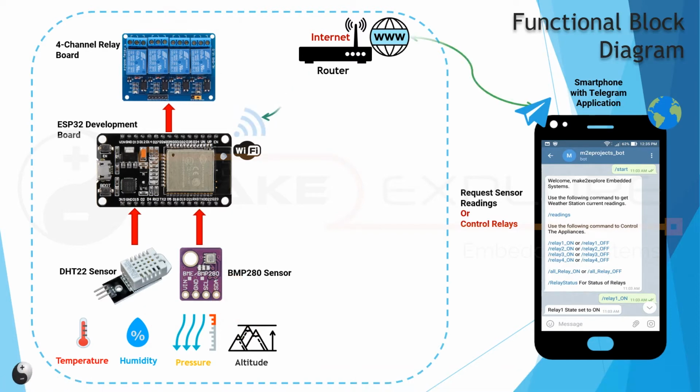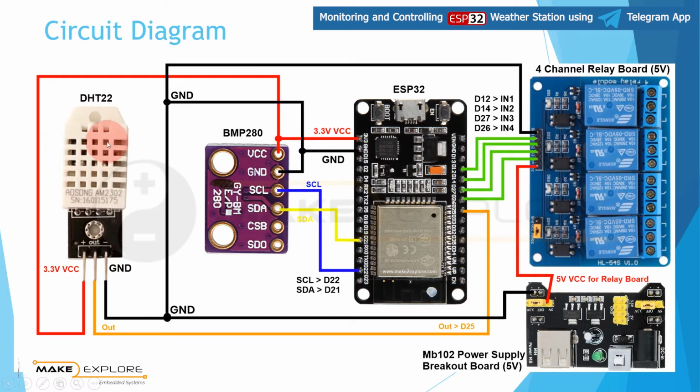Now let's move forward and see the schematic of this project or circuit diagram. So in this project we are going to use, as we have seen earlier, DHT22 temperature and humidity sensor, BMP280 altitude and atmospheric pressure sensor, which is connected using I2C protocol. Here you can see SCL and SDA lines, ESP32, NodeMCU ESP32 development board, 4-channel relay, 5-volt relays. All these relays are operating at 5 volt, 4-channel relay board.